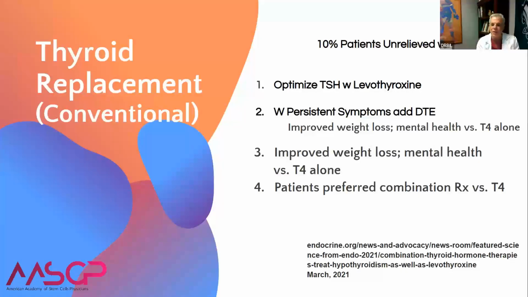You optimize your TSH with your levothyroxine. If there are persistent symptoms, then we can add the desiccated thyroid. You can add liothyronine, which is just T3, and it's an FDA-approved drug, which will improve weight loss and mental health versus T4 alone. And patients in a survey preferred the combination T3, T4 versus T4 alone.